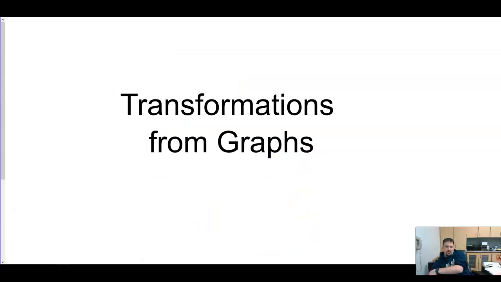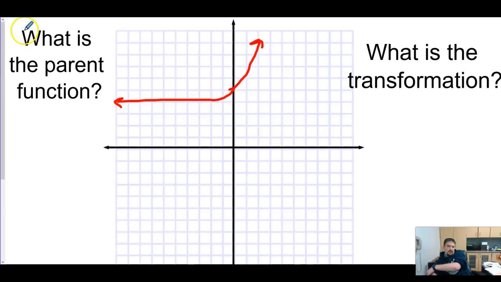So let's look at the transformations from the graphs of these following functions. Alright, so we are going to describe what is the parent function and what is the transformation. So if we look at this first example, what function is kind of flat and then takes off all of a sudden? Well, that would be my exponential function.